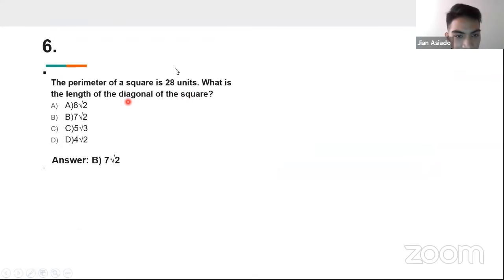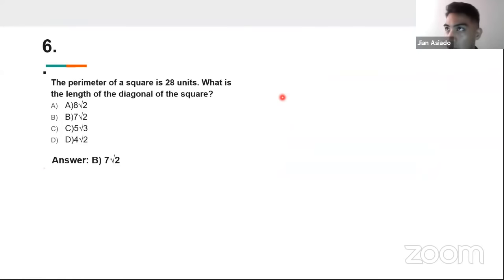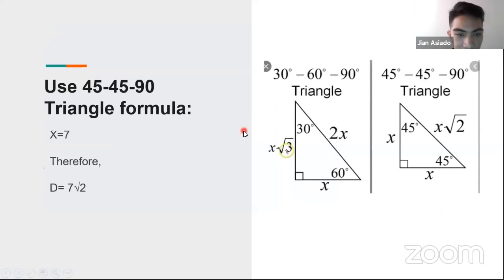Okay, and then the perimeter of a square is 28 units. What's the length of the diagonal of a square? Okay, ito medyo madali lang din, no? Perimeter daw ay 28, therefore yung isang side ng square ay 7. Ayan siya, 7. Pinapahanap ay letter C, no? Yung diagonal. Ngayon, pwede mong gamitin, mag-Pythagorean ka, 7 squared plus 7 squared, and then come up with this, no? Si C, 7 square root of 2. So, letter B.